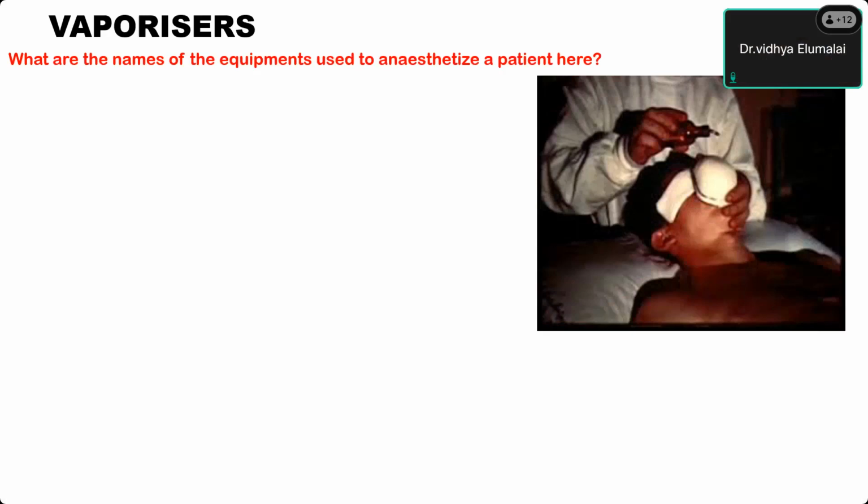Chloroform or ether, we don't know whatever he is using, but he is using a bottle. Can you name the bottle? Amber colored bottle, sir. Why amber colored bottle? The volatile agent is photosensitive, sir. The agent that you use may be degraded by the sunlight. So amber colored bottles prevent the entry of ultraviolet rays and degradation of the contents.